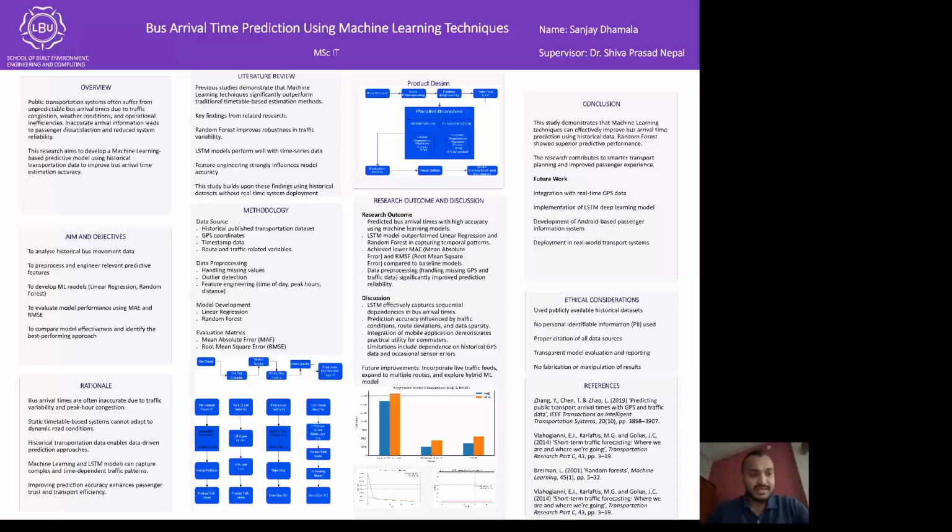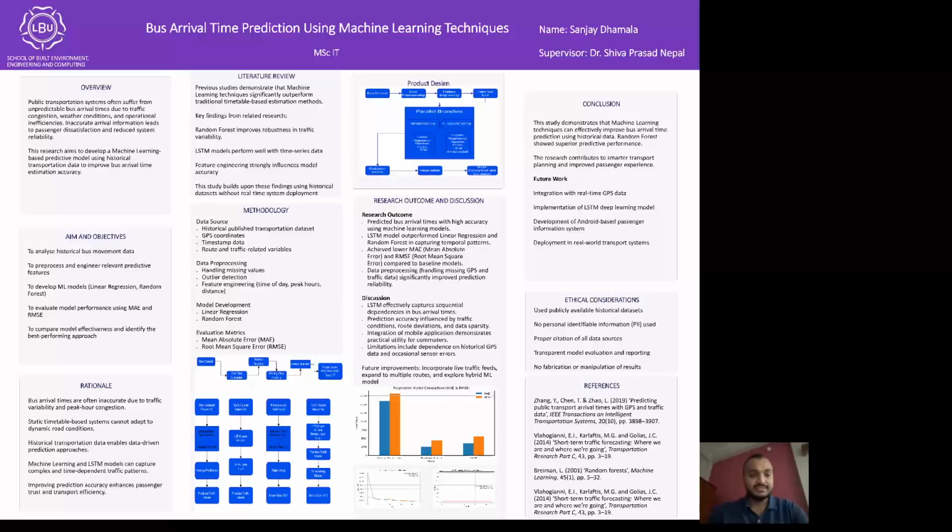Several studies show that LSTM models outperform traditional machine learning models when predicting traffic flow and travel time due to their memory capability. Based on these findings, LSTM was included in this research as an advanced predictive model.